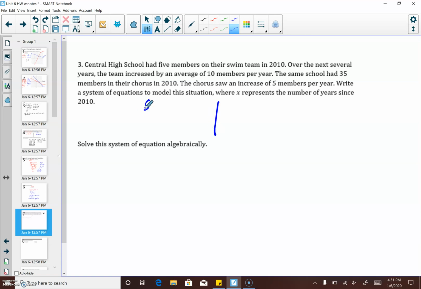I'm not going to take too much time talking about the equations because we did that already. So the total number of kids was y, and that was 10x plus 5. The swim team started with 5 members, and every year they went up by 10. Then the chorus, y equals total number of kids. They started with 35 members and went up by 5 each year. So 5x plus 35. It wants us to solve this algebraically. The last time we did this, we put it into our calculator and looked at our table. Now we need to do it algebraically.